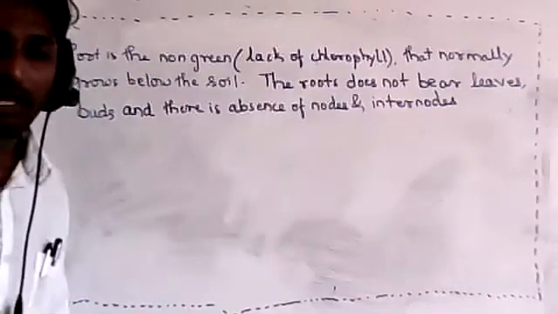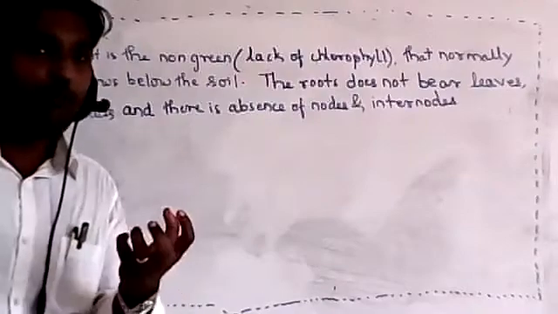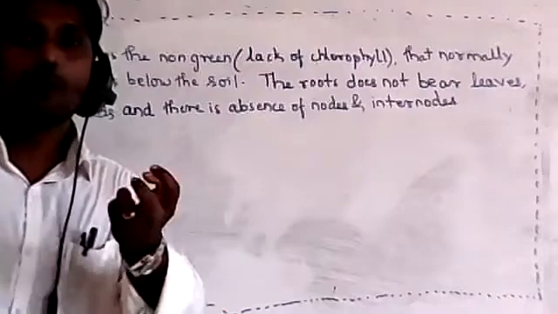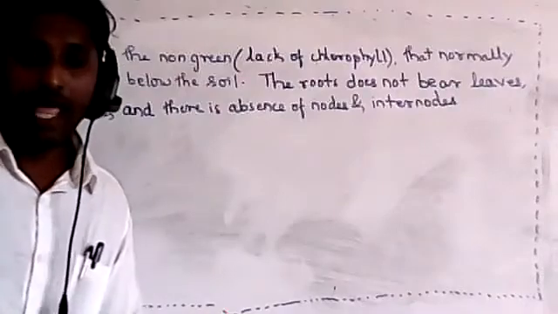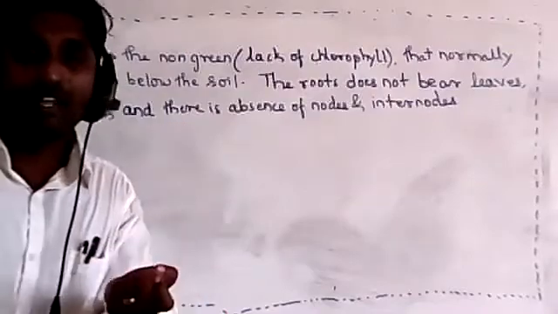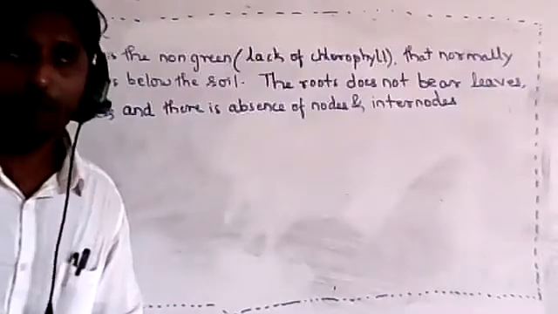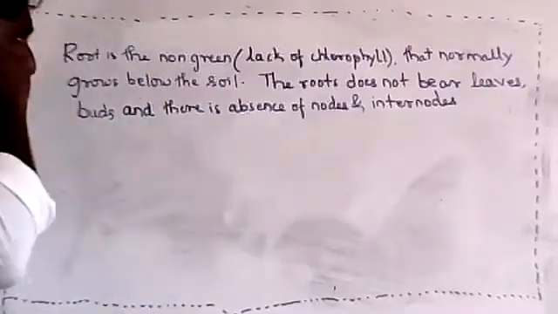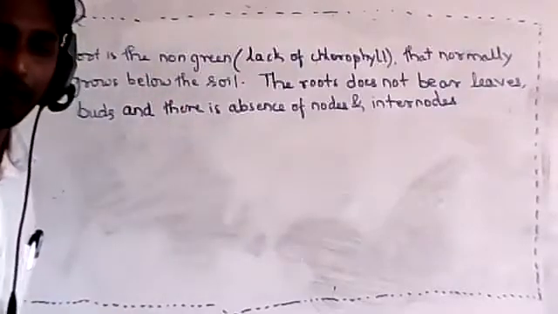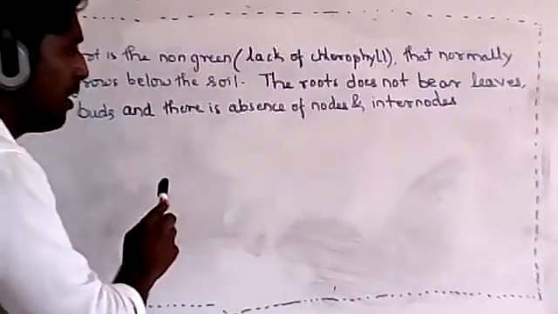Lack of chlorophyll. Chlorophyll is a pigment which is present in the leaves, and this is responsible for the green color, and this is responsible for the photosynthetic activity. Okay, that is not there in the roots. That is the reason it is non-green. That normally grows below the soil.